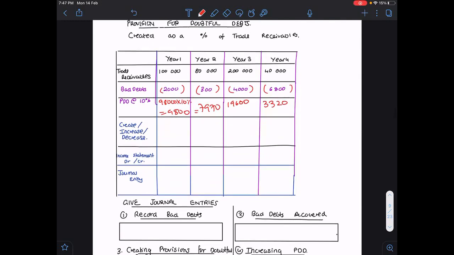In the first year, will the provision be created, increased or decreased? First year, create. Will the income statement be debited or credited? The income statement will be debited. In the second year, decrease, so the income statement will be credited. In the third year, increase, debit. Then decrease, income statement credit. I want the journal entry with the amounts.